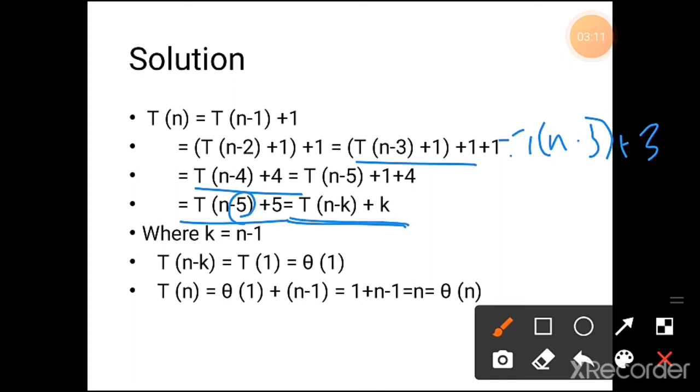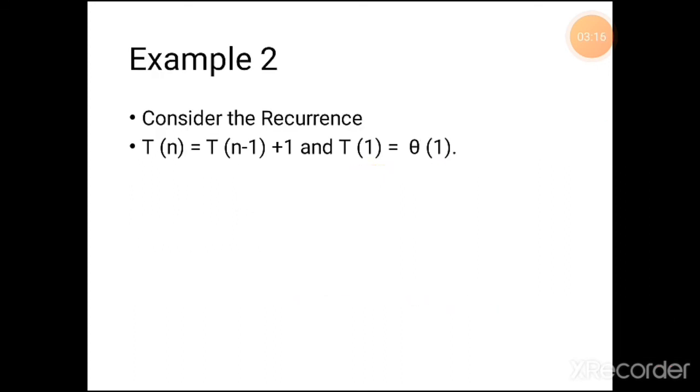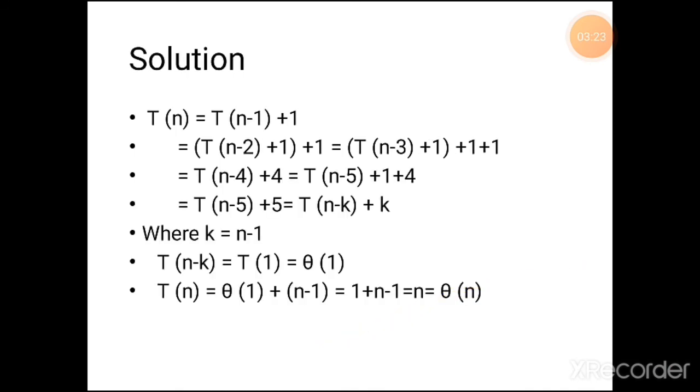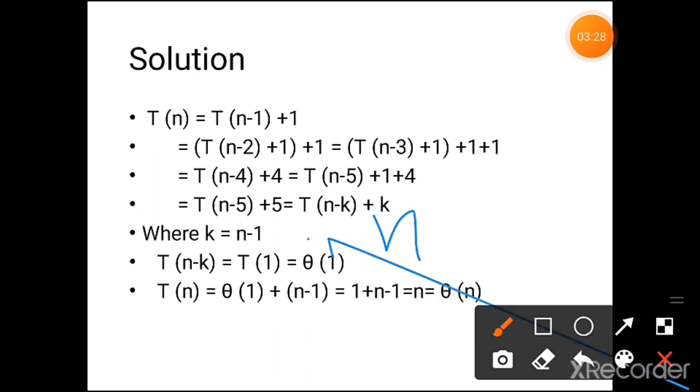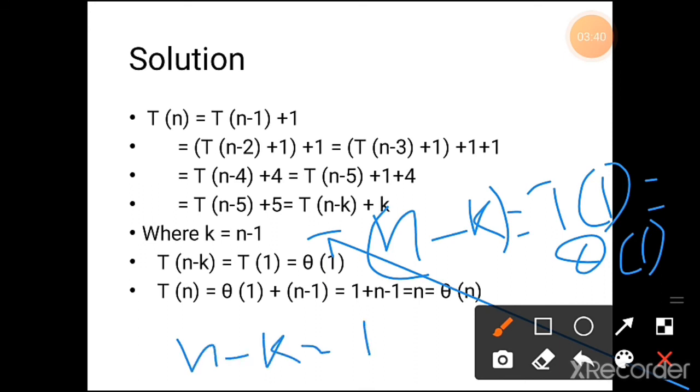Our initial boundary condition is T of 1 is equal to theta of 1, that is T of 1 is equal to 1. So our boundary condition is n minus k equal to 1, since T of n minus k is T of 1, which is theta of 1. Then n minus k is equal to 1, so k will be n minus 1.